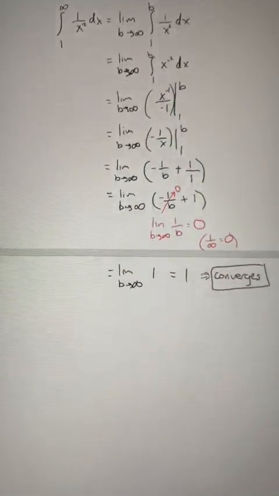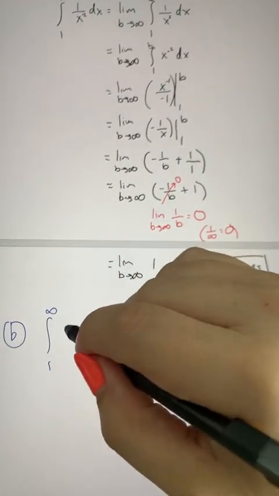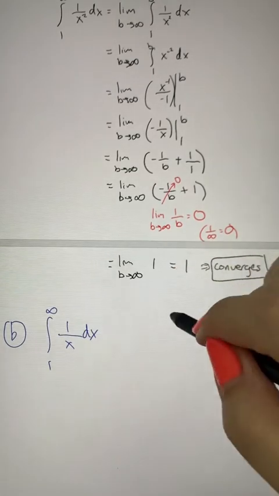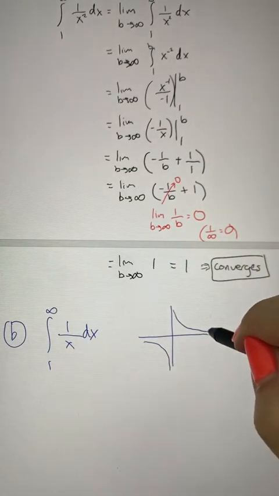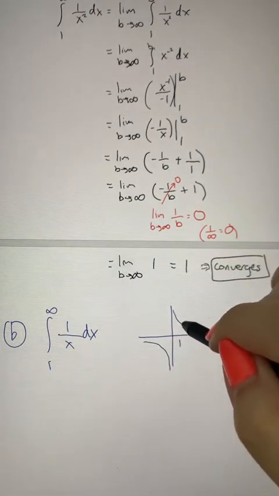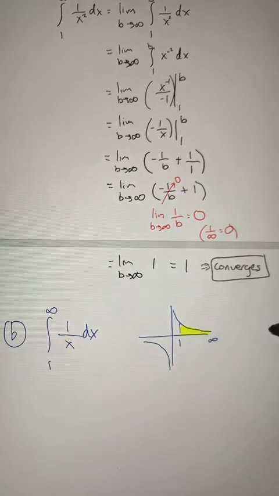Let's have a look at the second integral. It's very similar, but instead of x squared in the denominator, we're just going to have x. Let's see what's going to happen here. Again, you don't have to draw the graph, but if you just want to have an idea of what the graph looks like, 1 over x, we're looking at the area from 1 to infinity. It looks very similar to the last one, but the answer is going to be very different.